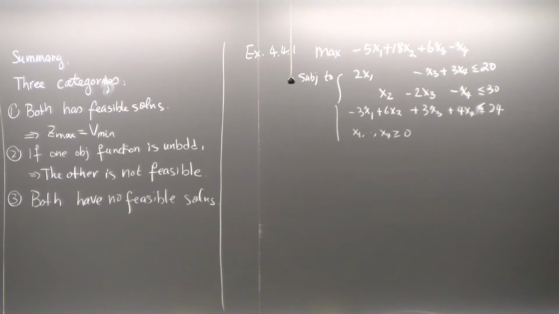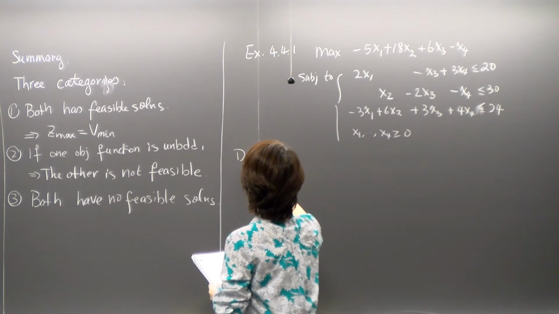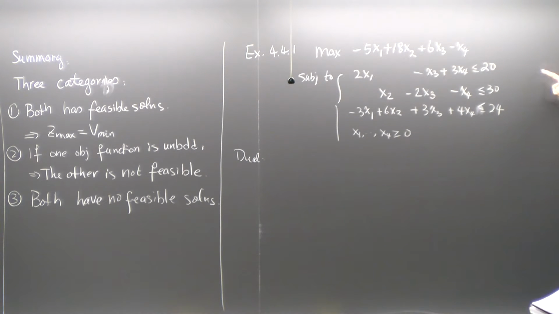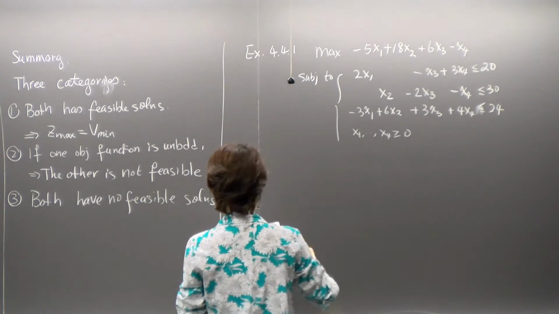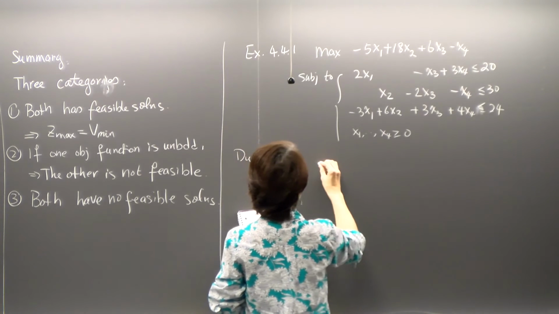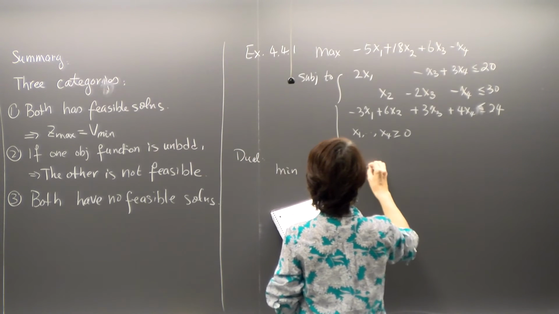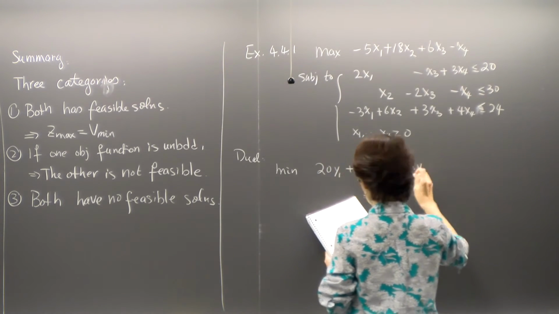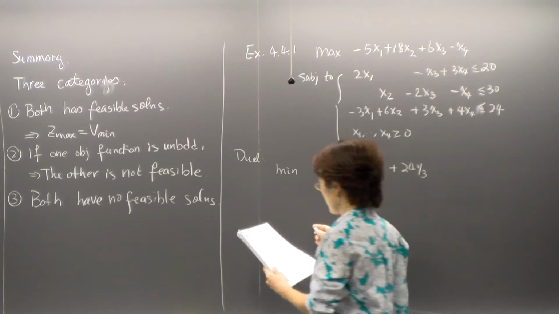So that's the original problem, and then we know we can form the dual. The dual will have three variables, y1, y2, y3. This is a very standard max problem. You can just form it following the definition. I have a minimization problem, 20y1, 30y2, 24y3. Okay, so let's let that be.